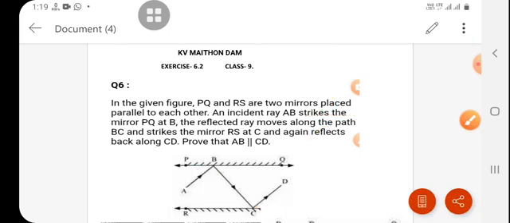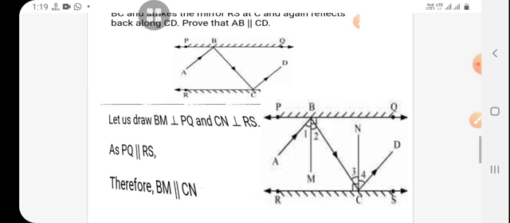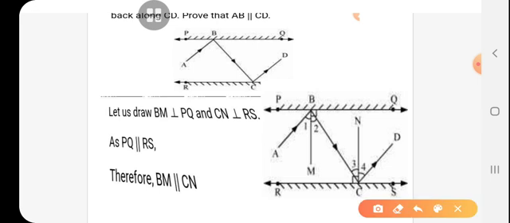Now, to prove it, we have to draw the construction. That is, we have to draw two perpendicular lines. Just see here. One line is drawn from B perpendicular, and the name will be BM. And another perpendicular line I draw from C, and the name of it will be CN. BM is the perpendicular I constructed, and the other line CN is also a perpendicular line.